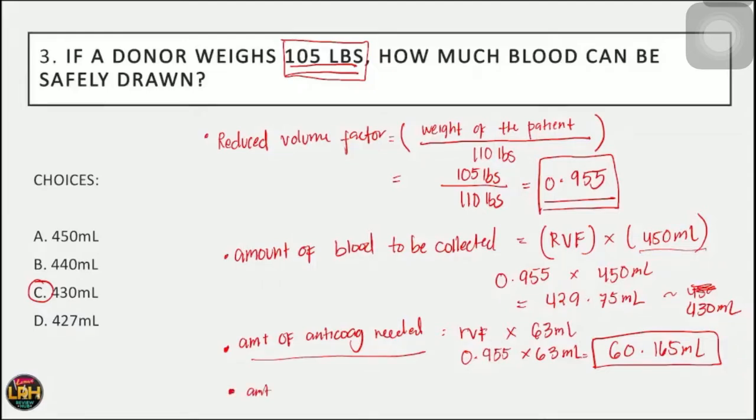Therefore, the amount of anticoagulant to be removed is computed as 63 minus the amount of anticoagulant needed, which is 60.165. So that is about 2.835 ml.